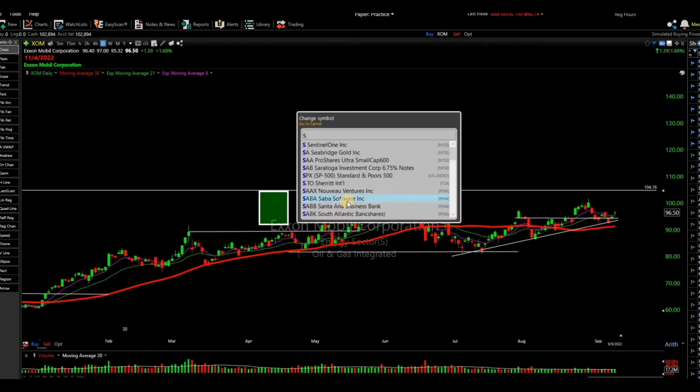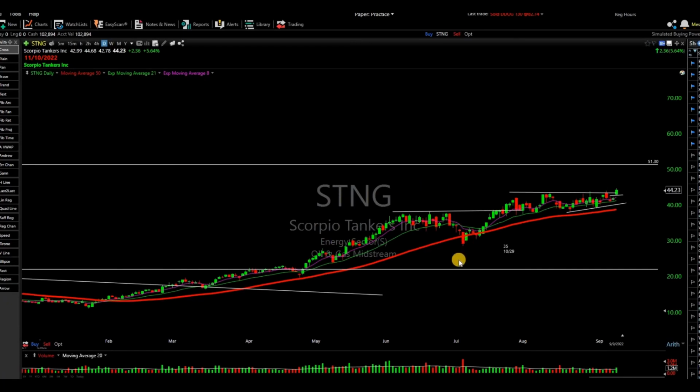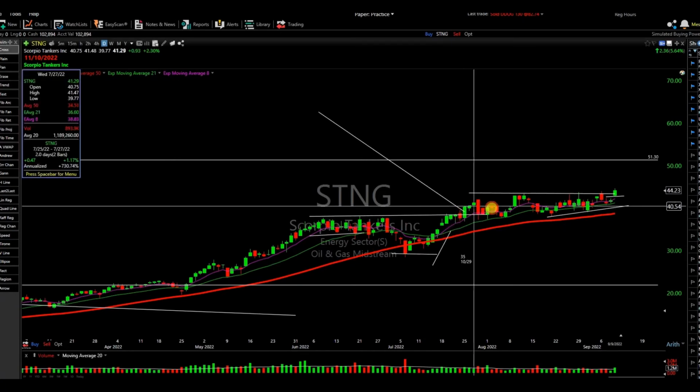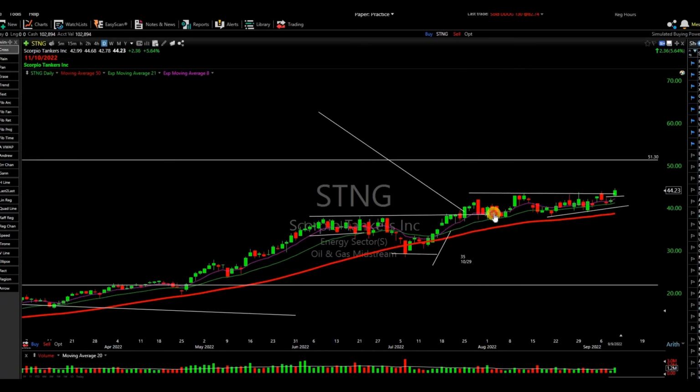Same example, STNG. This is another example that I bought back here. We have a pivot. You can see it right in here. So I bought it here. Stock didn't do much, so I kept an eye on it.